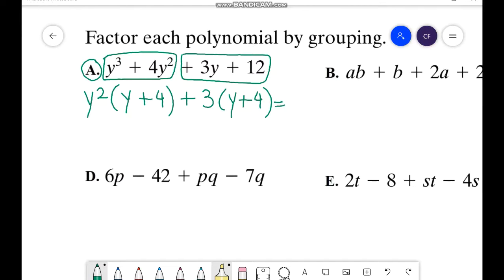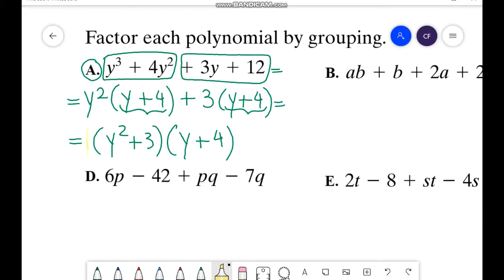Nice? And check the binomials if they are the same, if you can also factor out the binomial. Yes, nice, they are the same. So you can write down y squared plus 3 times y plus 4. And this is going to be the right answer. You can switch position and write y plus 4 times y squared plus 3. Doesn't matter. It's the same answer.